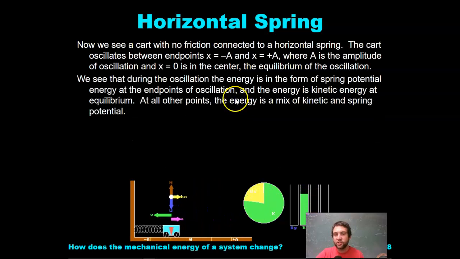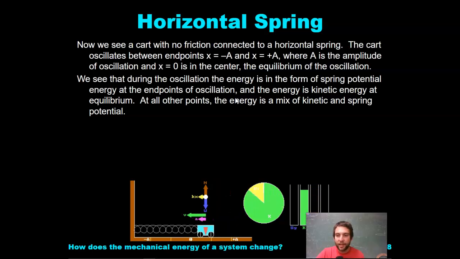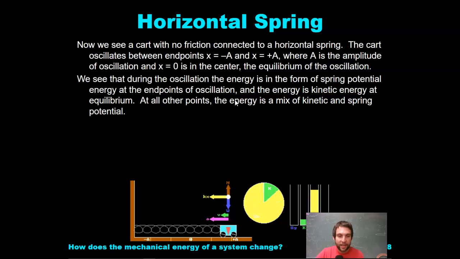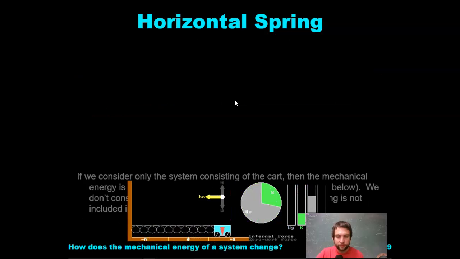We see that during the oscillation, the energy is in the form of spring potential energy at the endpoints of oscillation. The energy is kinetic energy at equilibrium. At all other points, the energy is a mixture of kinetic and spring potential energy.